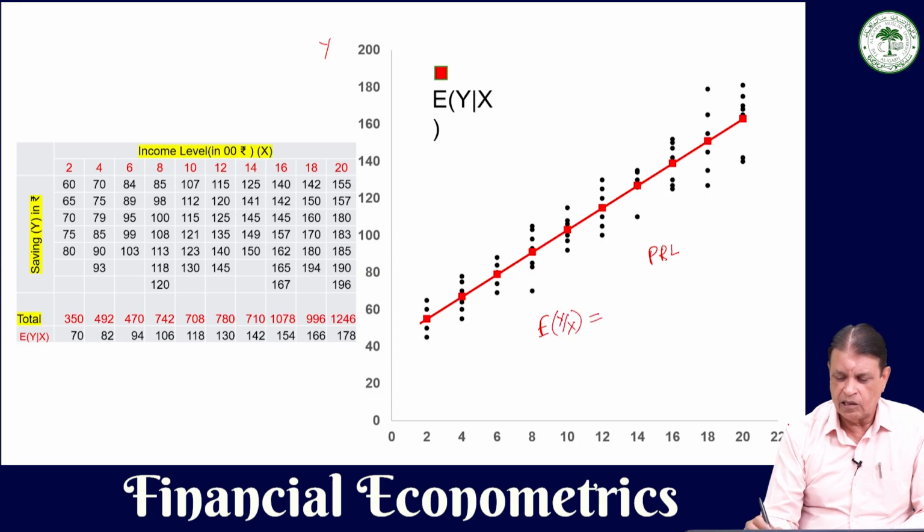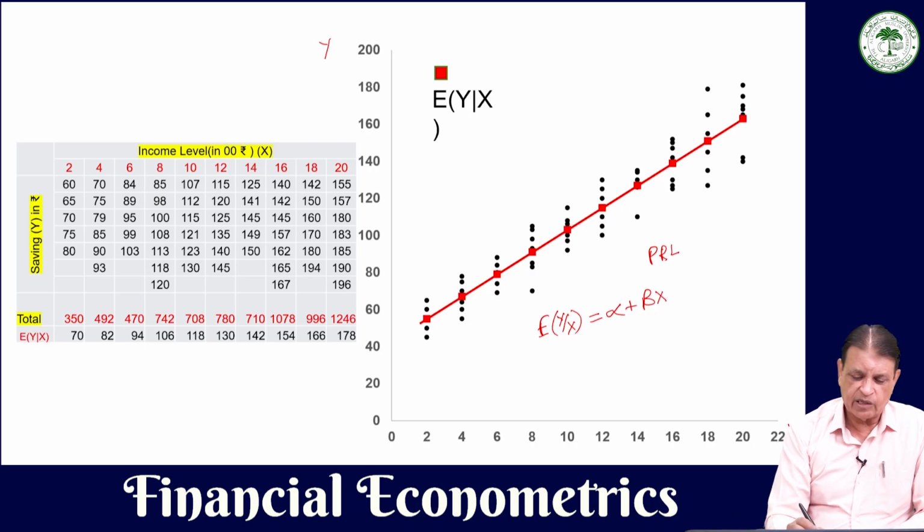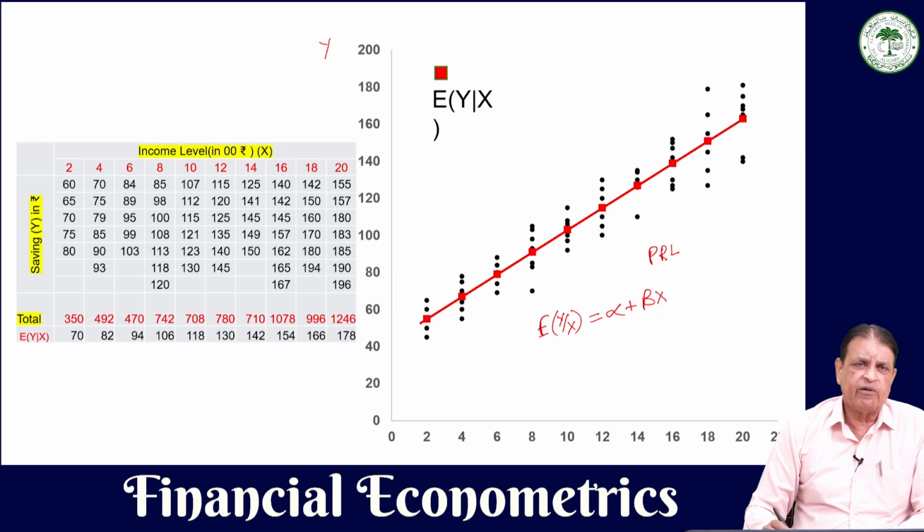Is equal to alpha plus beta x. This is the equation of this line. But we want to associate these values also because these are the deviation from the conditional mean. So, if we consider that this is the saving that is associated with income, it means this deviation in saving from the conditional mean may be because of a number of reasons.